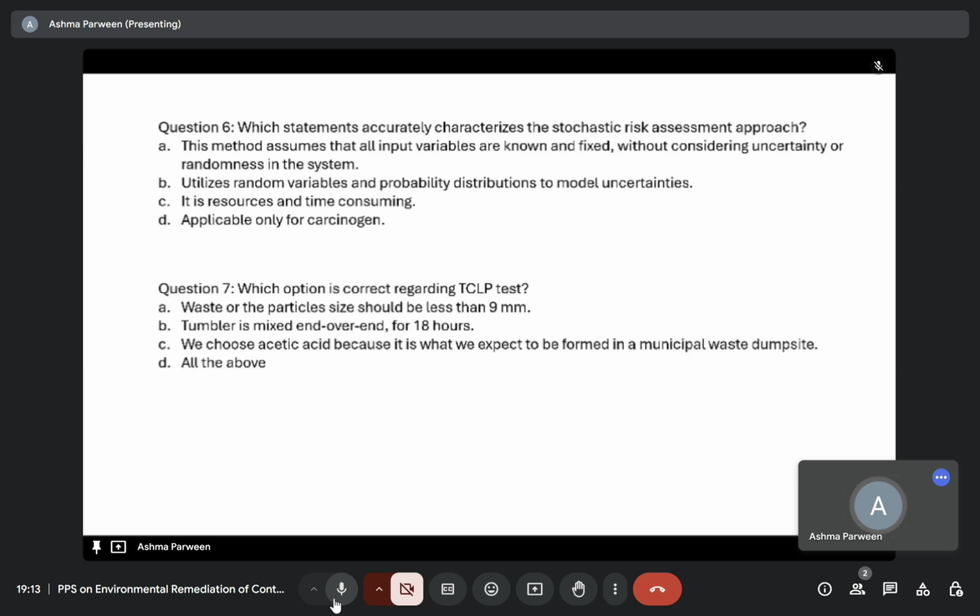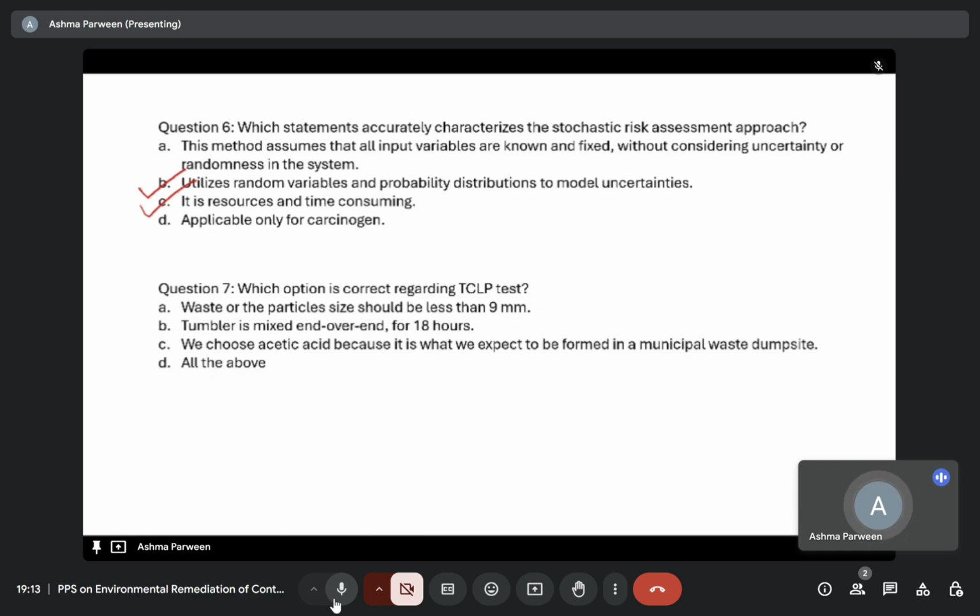B: it utilizes random variables and probability distribution to model uncertainties. So this is correct. And C: it is resource and time consuming. Yes, it will be resource and time consuming. And the third, that it is only applicable for carcinogens, is not correct. It can be applicable for carcinogenic and non-carcinogenic compounds as well. So B and C are the correct options.